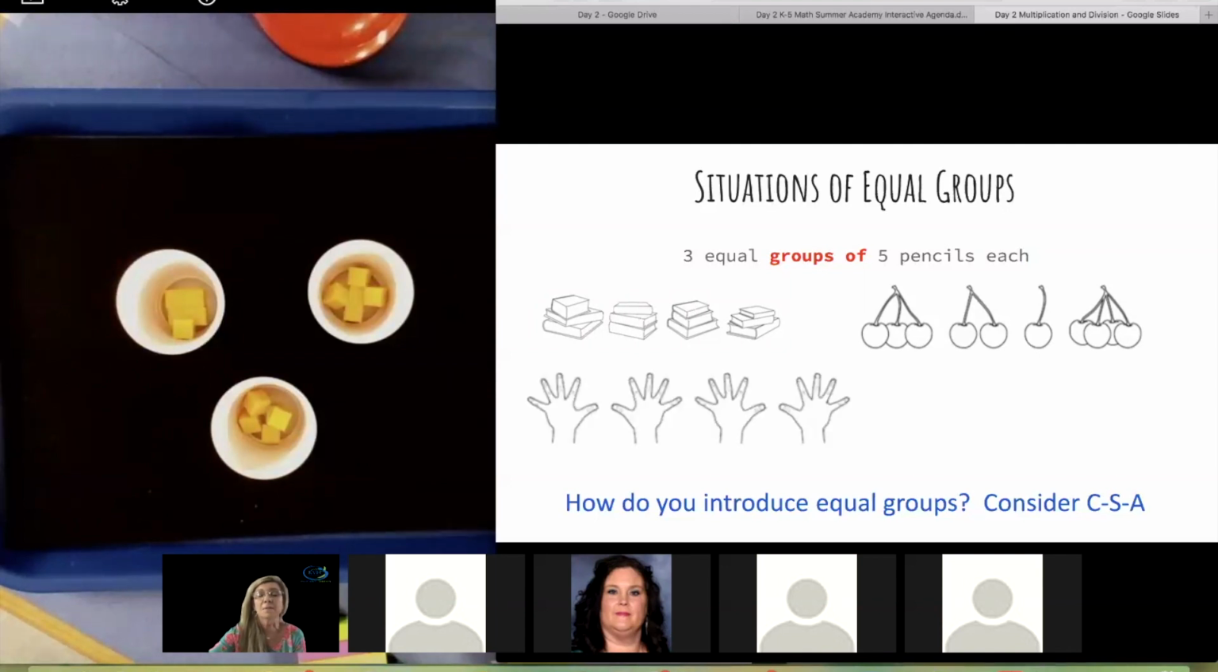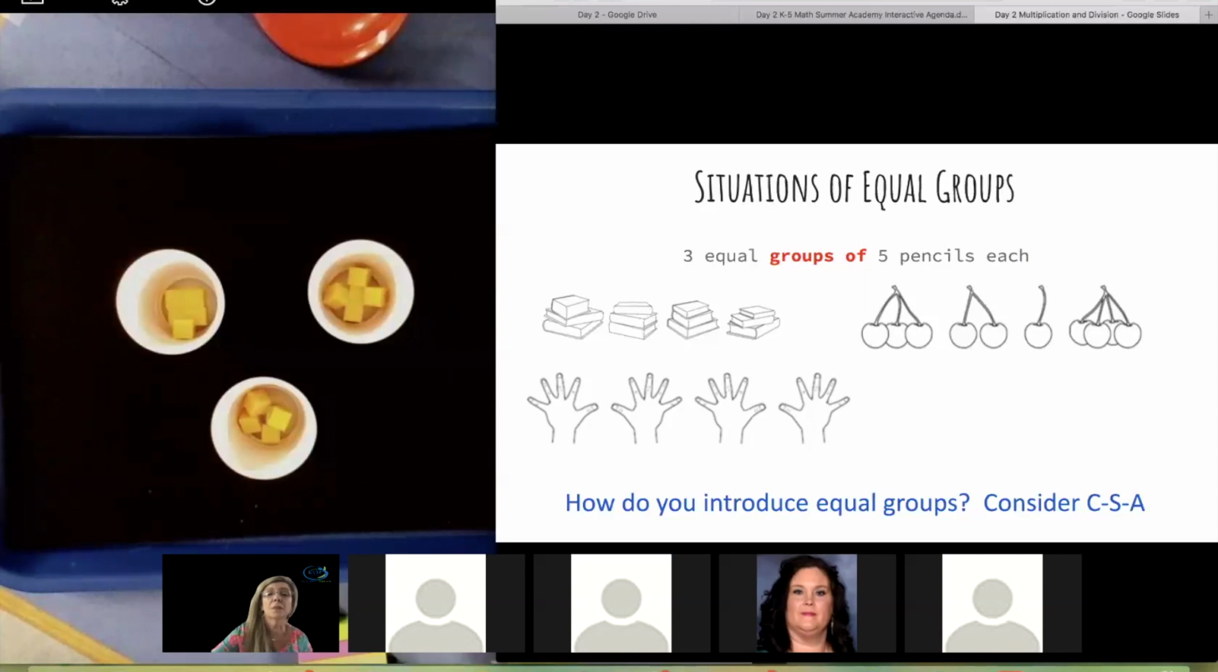Okay, here we've got 4 groups, and we've got 5 fingers on each hand. So could we consider these equal groups? Yes. And what would be the scenario here? I mean, what would be our situation? How would we say that? 4 hands with 5 fingers each, right? So we've got 4 equal groups of 5 fingers.